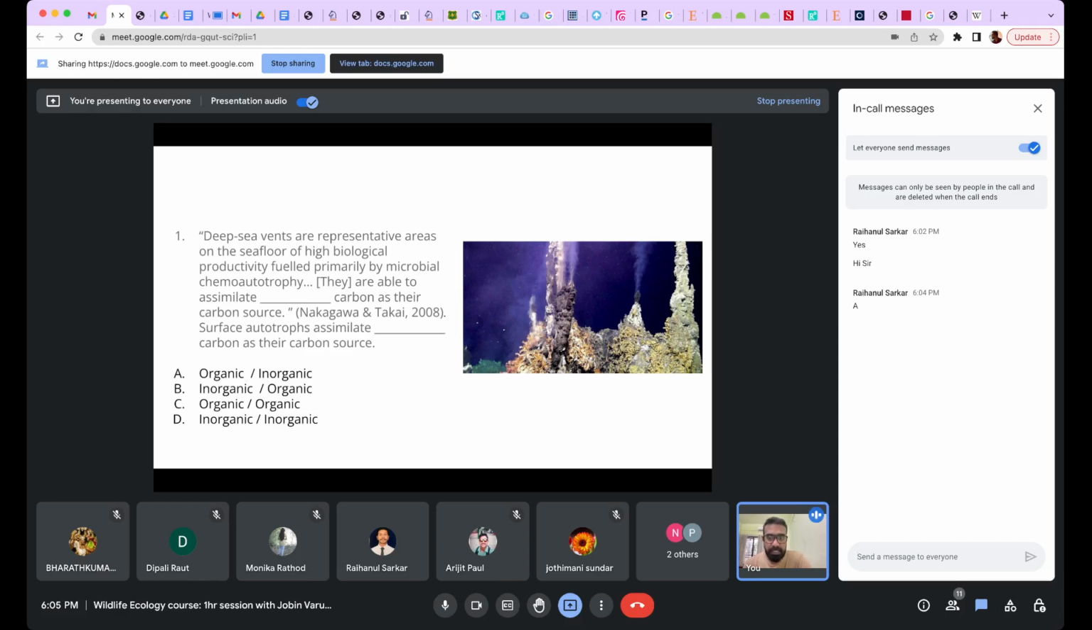So the question is: one assimilates dash carbon, and the other, surface autotroph like photoautotroph, assimilates dash carbon. Is it organic, inorganic; inorganic, organic; organic, organic; or inorganic, inorganic?